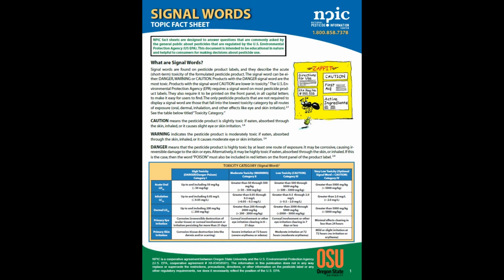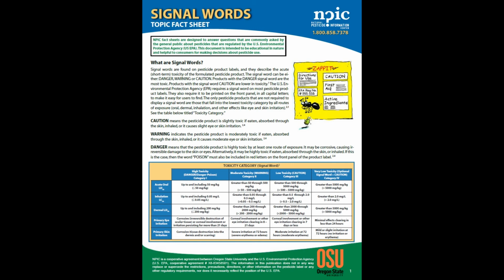Category 4 primary eye irritation description reads, minimal effects clearing in less than 24 hours. Primary eye irritation for a category 1 pesticide reads corrosive, that is, irreversible destruction of ocular tissue, or corneal involvement, or irritation persisting for more than 21 days. Stark difference there. For Category 4, effects are minimal and clear up in less than 1 day. For Category 1, effects are severe, irreversible, and last for greater than 2 weeks, up to 3 weeks in fact.